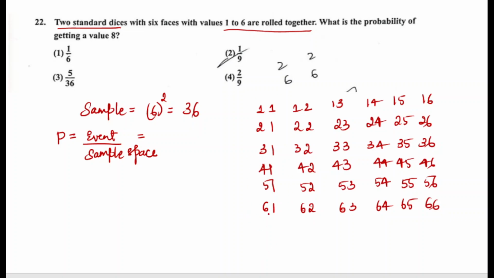What they are asking is the probability of getting 8. In the first row we will not get 8, the maximum is 7. Here 2 plus 6 is 8, here 3 plus 5 is 8, 4 plus 4 is 8, 5 plus 3 is 8, 6 plus 2 is 8. Nothing else is possible. Only 5 different trials are possible. So 5 divided by 36 is the right option. That is, the third option is the right option.